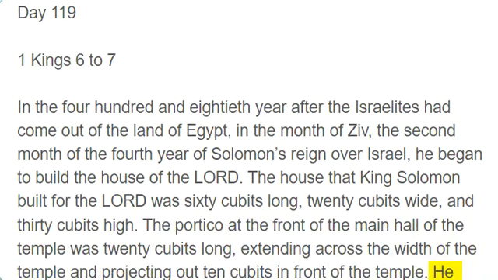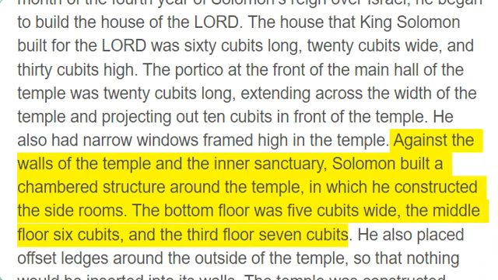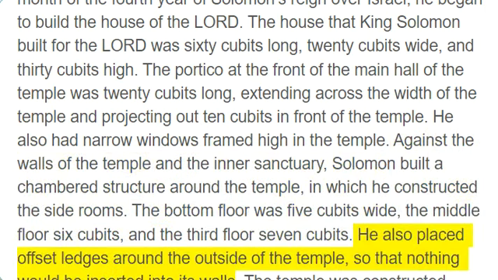He also had narrow windows framed high in the temple. Against the walls of the temple and the inner sanctuary, Solomon built a chambered structure around the temple, in which he constructed the side rooms. The bottom floor was 5 cubits wide, the middle floor 6 cubits, and the third floor 7 cubits. He also placed offset ledges around the outside of the temple, so that nothing would be inserted into its walls.